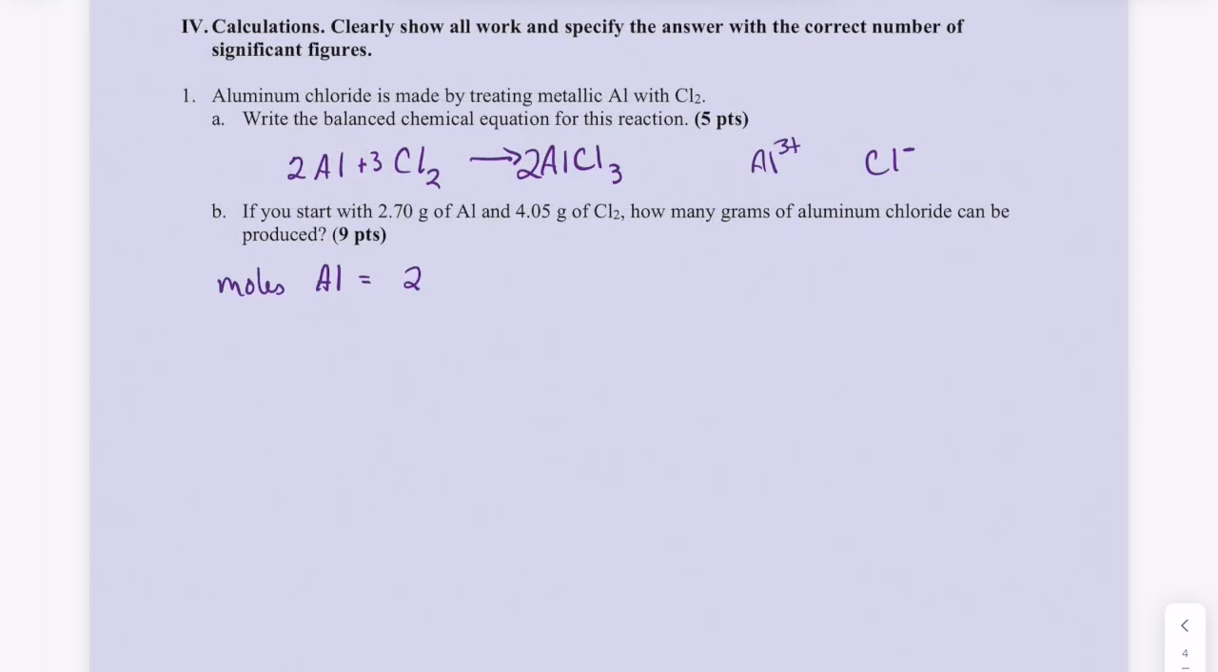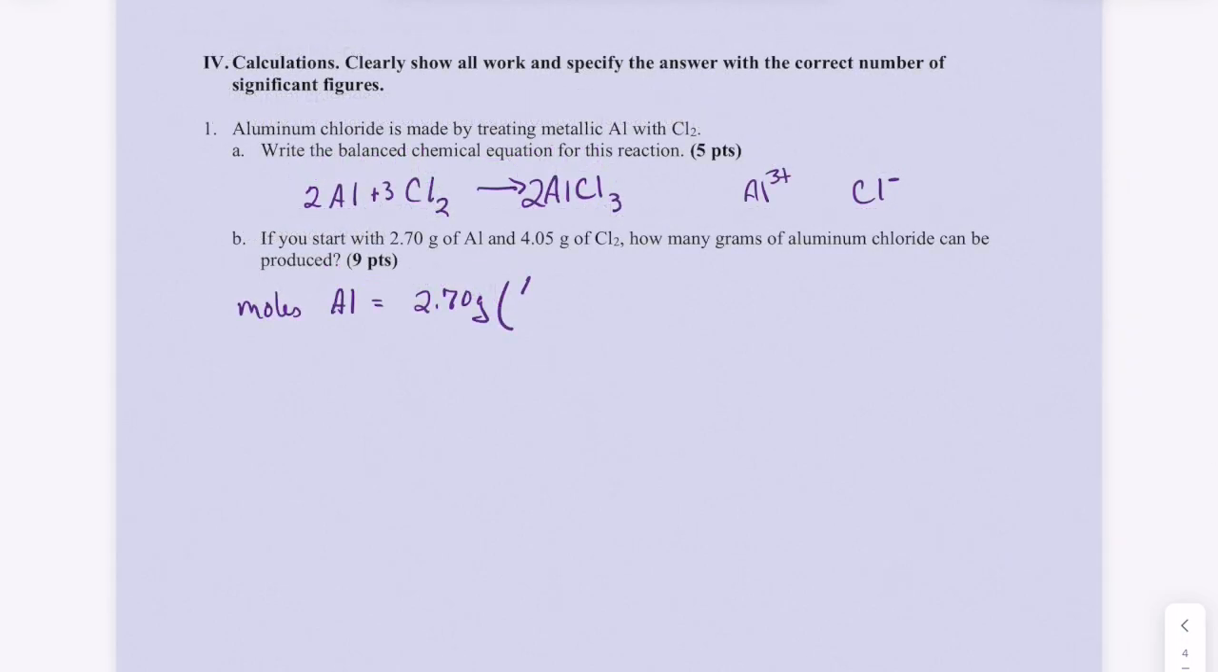So we have 2.70 grams. And now we're going to divide it by the grams per mole of aluminum. So 1 mole of aluminum, 26.98 grams of aluminum, is going to give us 0.100 moles of aluminum.